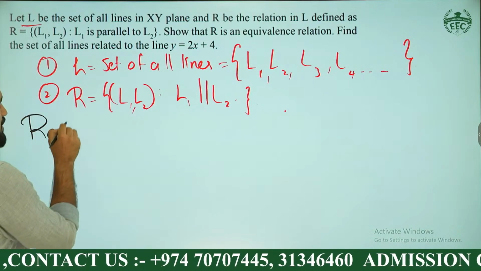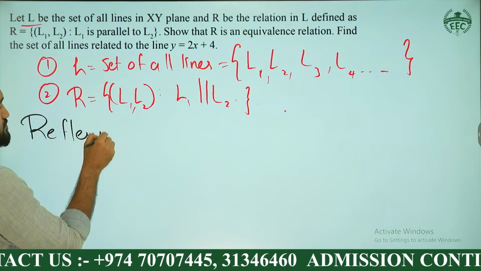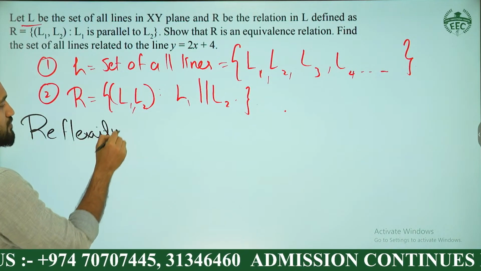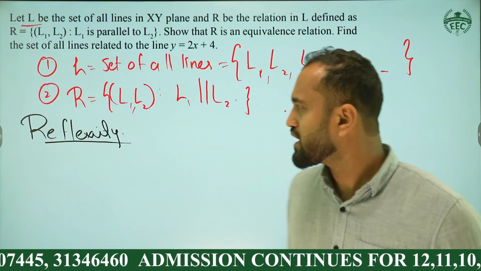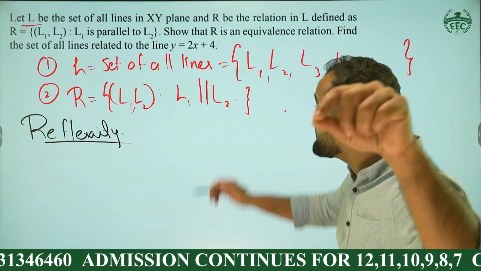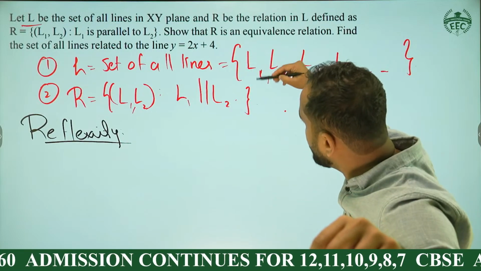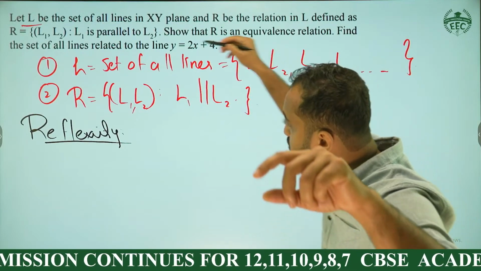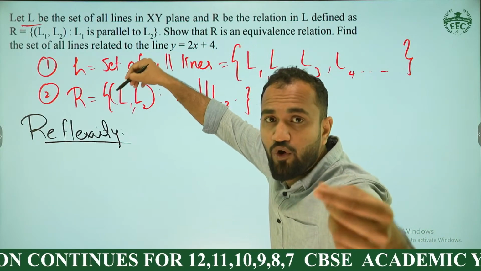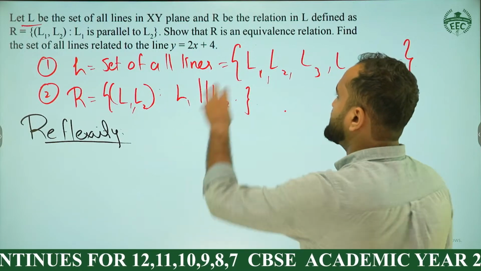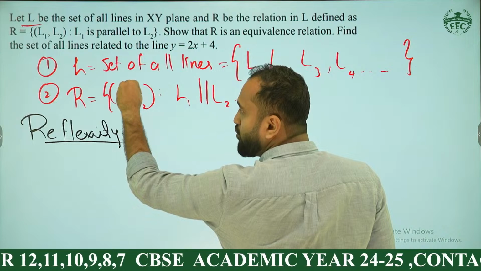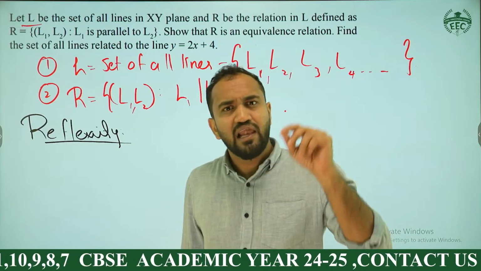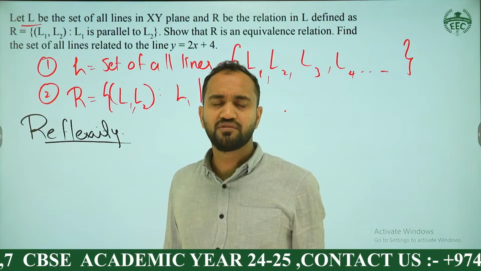Here we go, people. Number one, reflexivity. Tell me whether this relation is reflexive or not. What is the rule of reflexivity? If the set contains an element A, then the relation must contain (A, A). Here, the set contains L1. Then the relation must contain (L1, L1). People, will (L1, L1) be there in the relation?